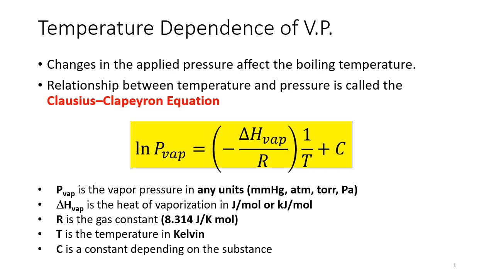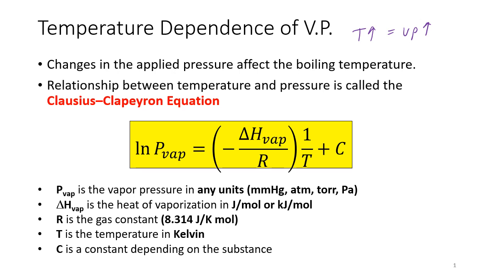There is a direct relationship between the temperature and the vapor pressure. As the temperature increases, the vapor pressure of a liquid will also increase. The mathematical relationship between temperature and vapor pressure is known as the Clausius-Clapeyron equation.